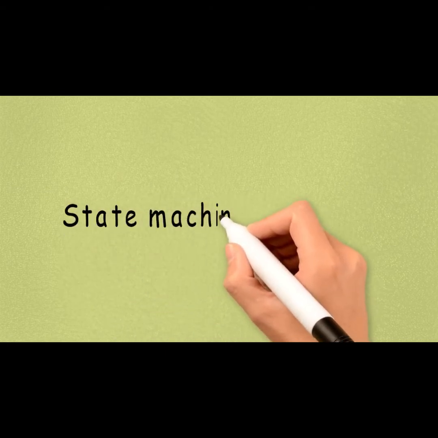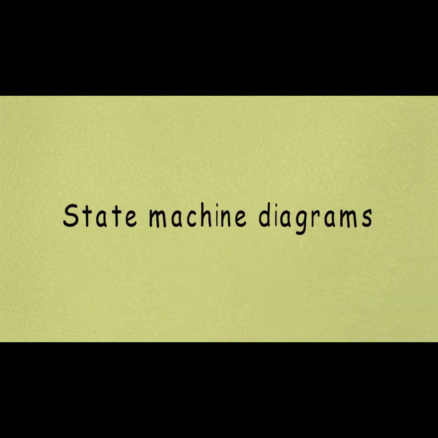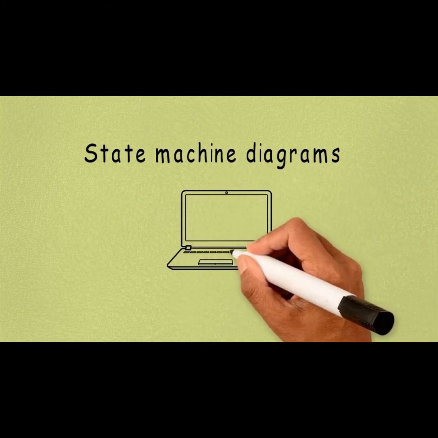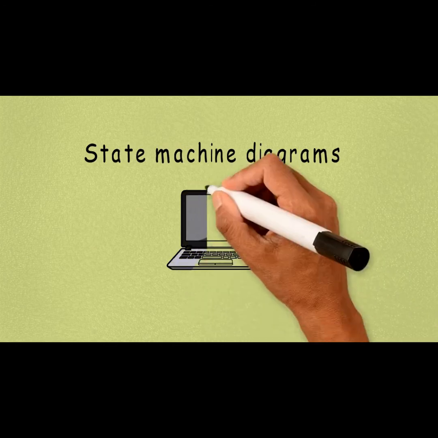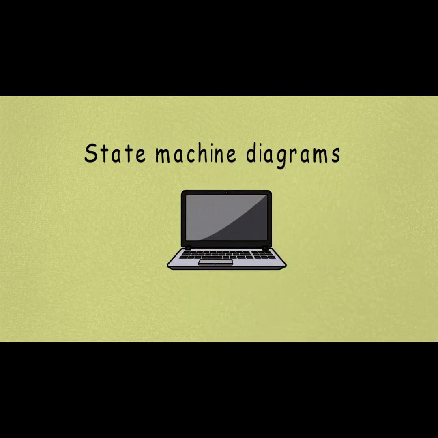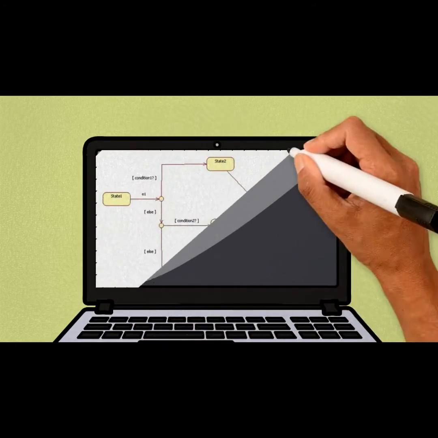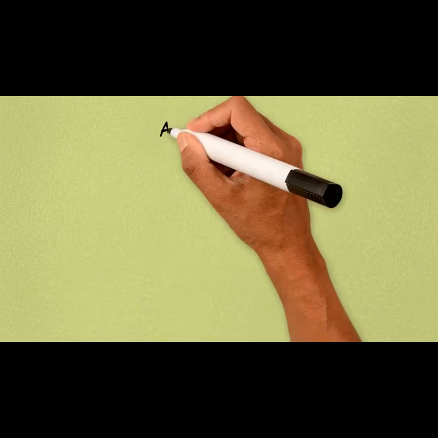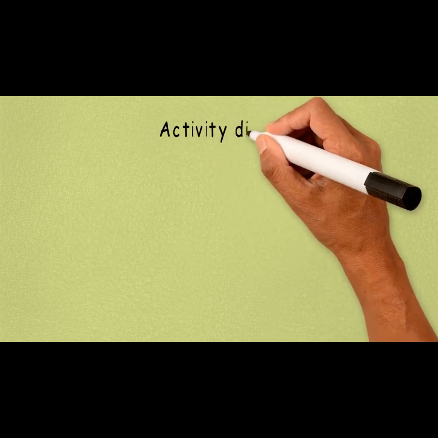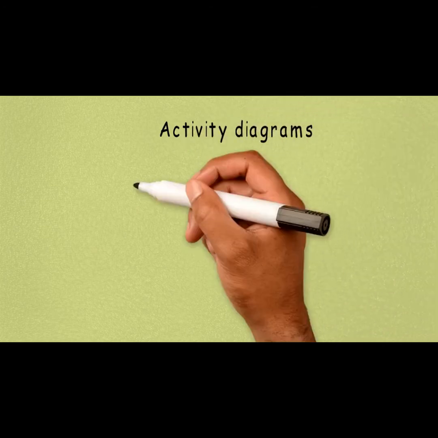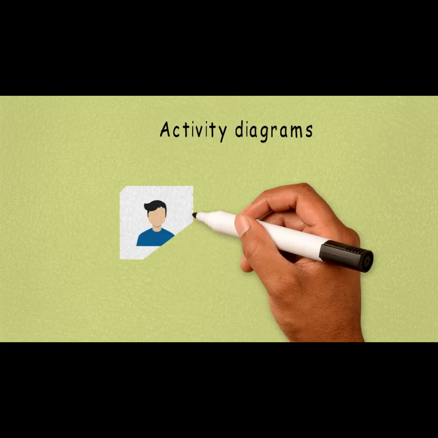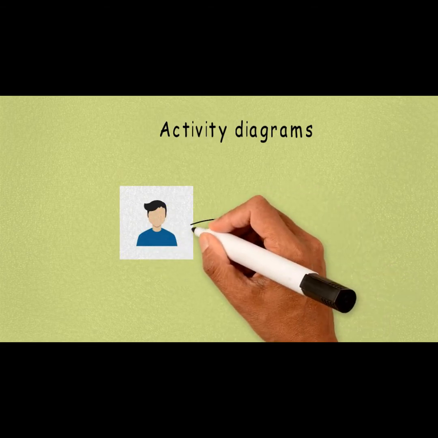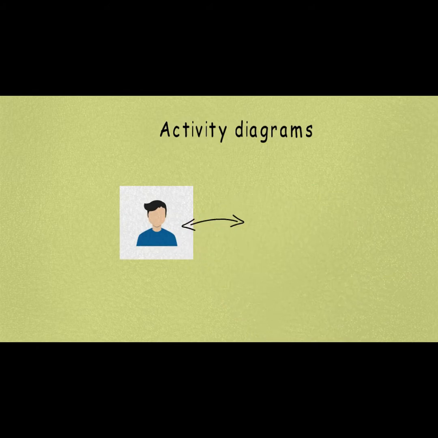Next, we have the state machine diagram. The state machine diagram models the dynamic nature of the system and describes the state of each object. And lastly, we have the activity diagram. The activity diagram describes users' and also the system's activities for use cases.